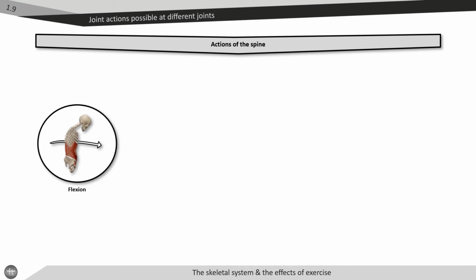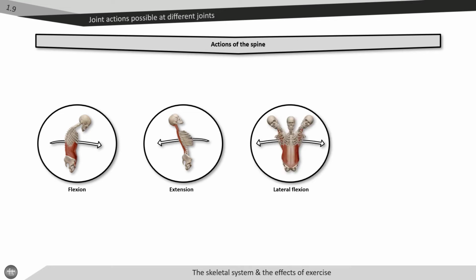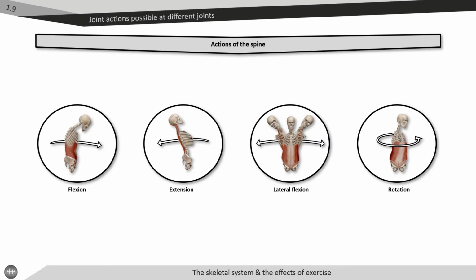The lumbar and thoracic spine are facet joints, where there are 4 different joint actions possible, including spinal flexion, where the angle of the joint decreases and the spine leans forward. Spinal extension, where the angle of the joint increases and the spine leans backwards. Lateral spinal flexion, which is bending to the side. And spinal rotation, which is the rotating on its long axis or twisting to the side.